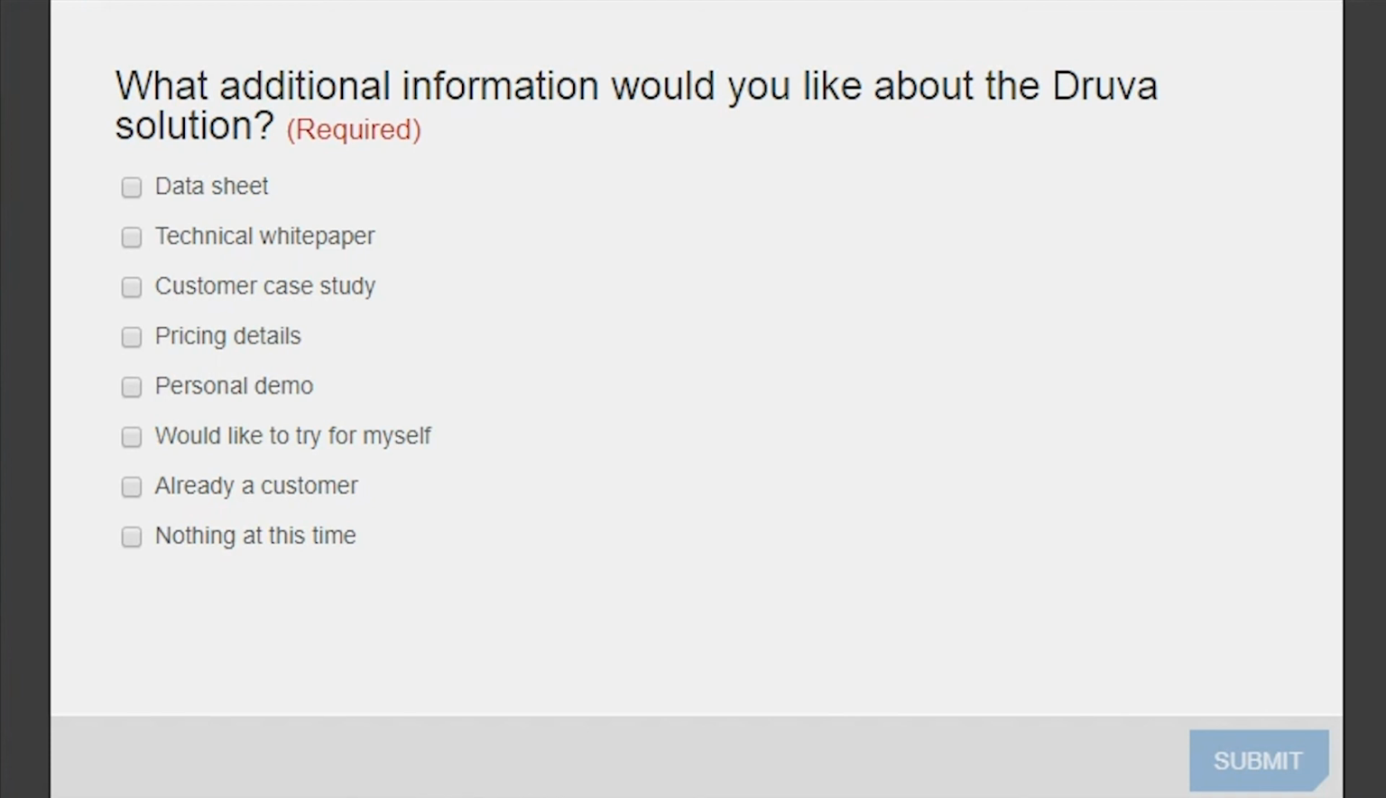Okay, excellent. Another question here, they're asking if Druva has a centralized monitoring dashboard, and how do you access it? Is it available on a mobile device as well?